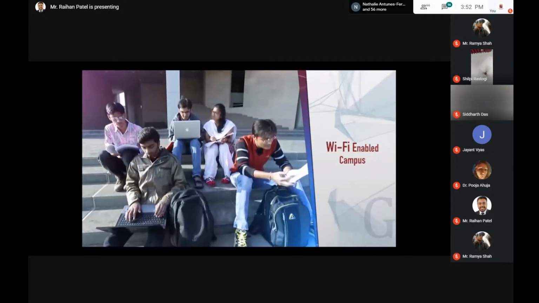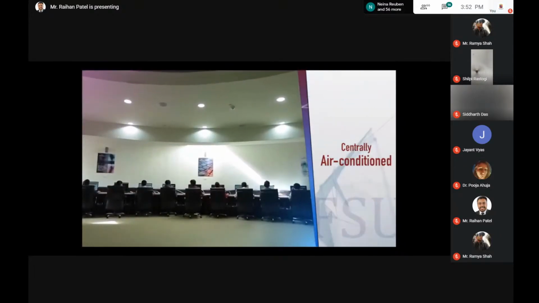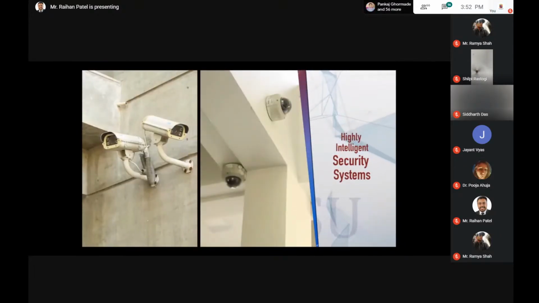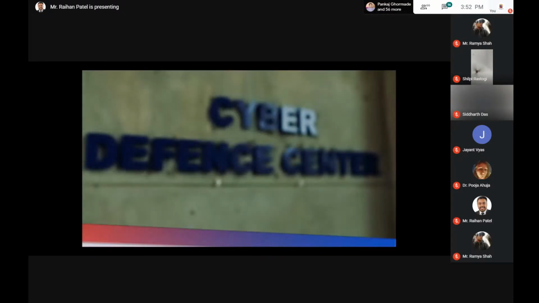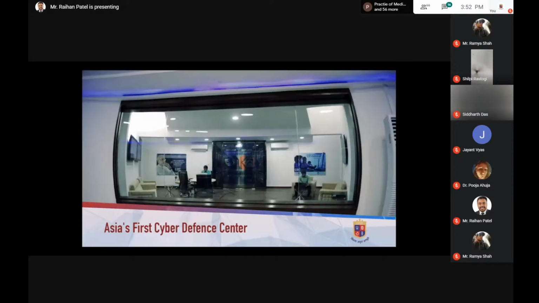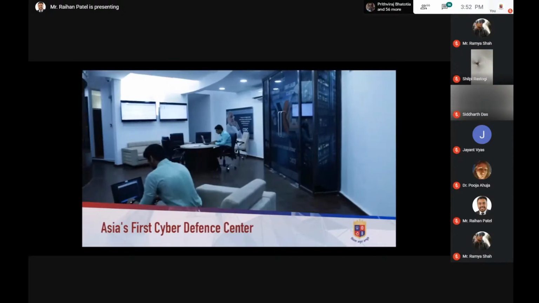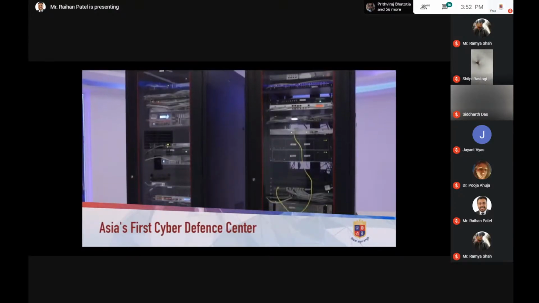The GFSU campus is Wi-Fi enabled, centrally air-conditioned, and equipped with highly intelligent security systems. This university has established Asia's first and only cyber defense center for education, training and research in the areas of combating cyber war and cyber security.